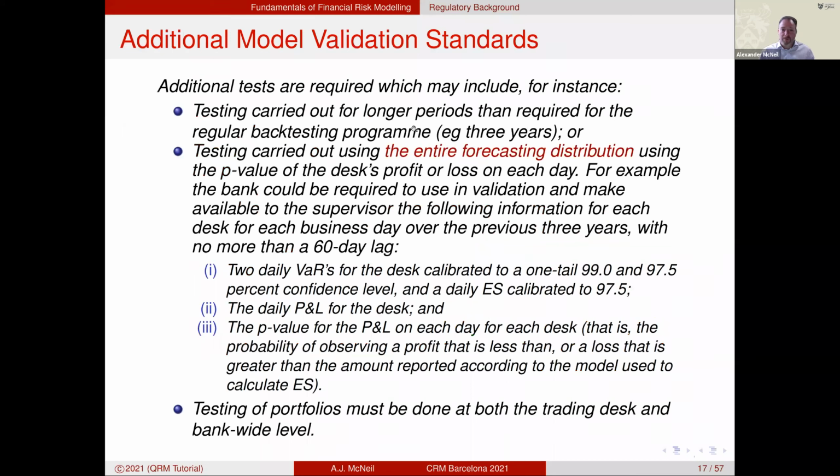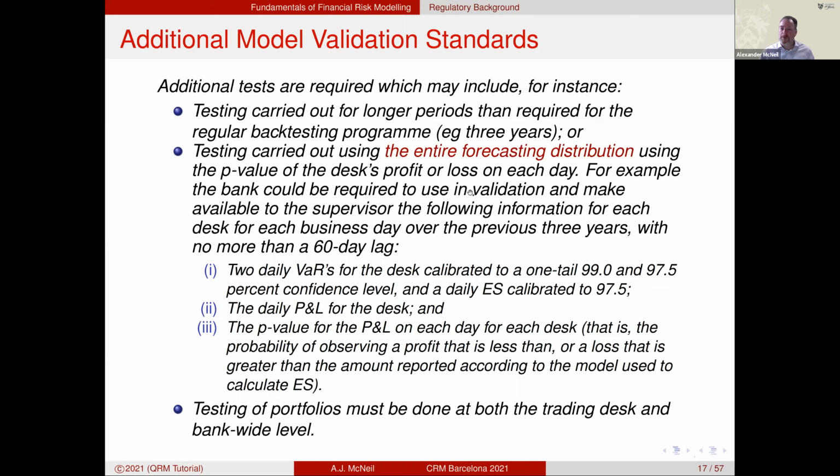Okay, so you might look at a longer period, or you might look at tests using the entire forecasting distribution. That's what I'm going to do in part 3, using the p-value of the desk's profit or loss on each day. So what is the p-value of the desk's profit or loss? I'm going to tell you what it is. I'm actually going to call it something different, something more academic, more econometric. I'm going to call it a PIT value, which stands for probability integral transform.